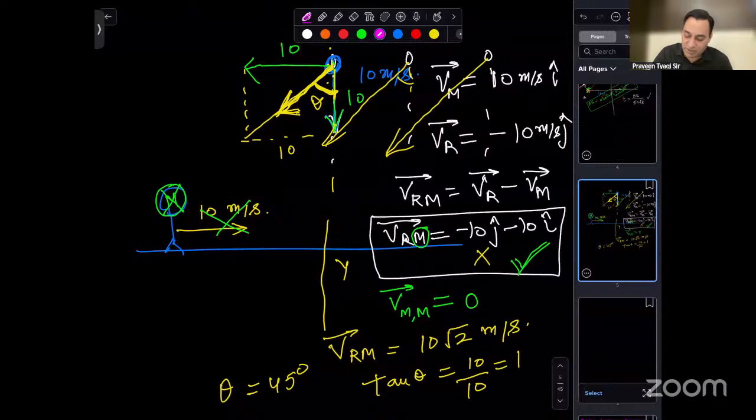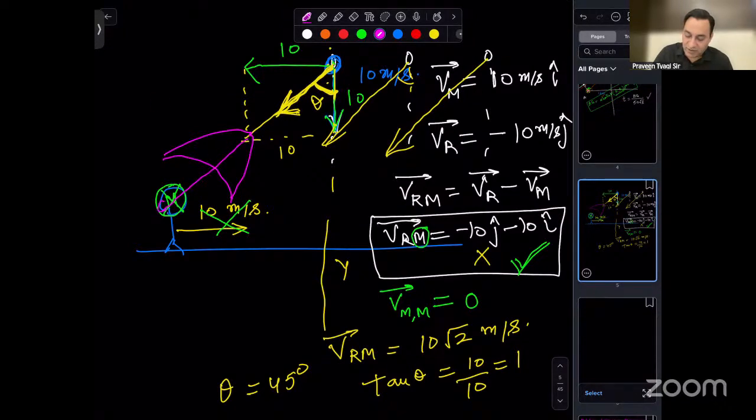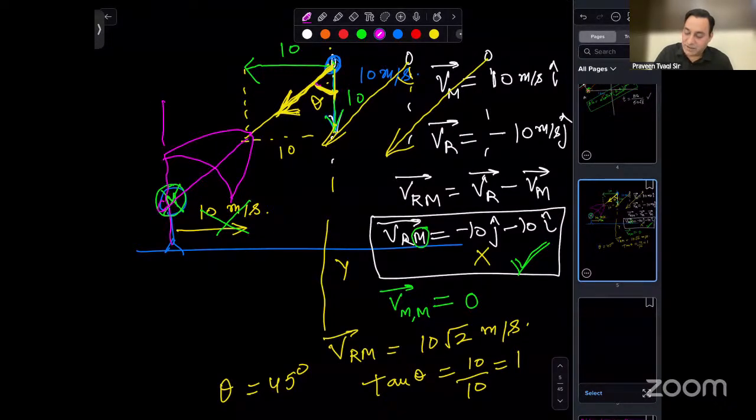If he is holding an umbrella, his umbrella axis should make an angle like this with the vertical, and if this angle is 45 degrees, this is also 45. His umbrella axis should make an angle 45 degrees with the vertical axis, and that's it. Now, this is another application of relative velocity. These are called rain man problems.